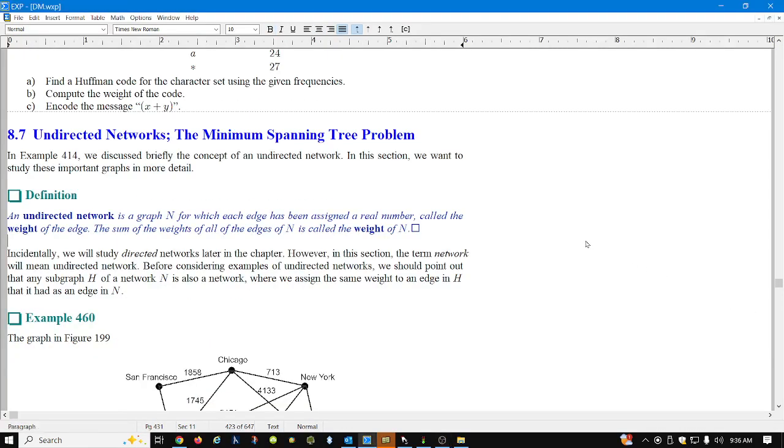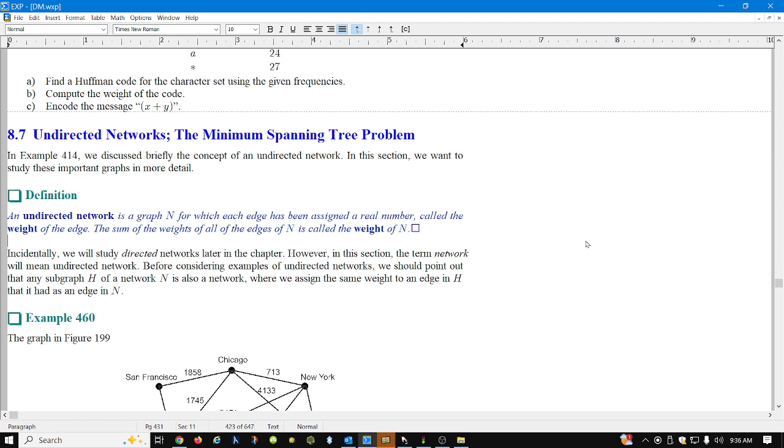In this video, we're going to talk about undirected networks and the minimum spanning tree problem. We've talked briefly about undirected networks. That was quite some time ago. And in this section, we're going to study them more seriously.